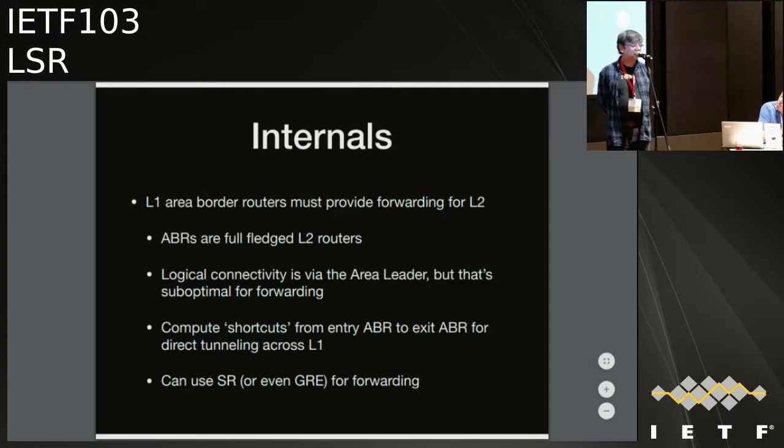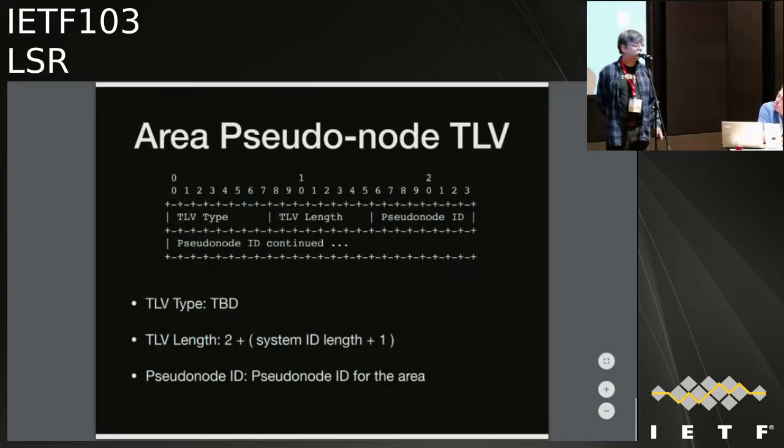Okay. We actually already talked about the forwarding problem. All of our area border routers are full-fledged L2. We've got connectivity, our flooding connectivity is to the area leader, but that's not where we want to forward. So we actually want to compute shortcuts from entry to exit. And SRR, GRE, I don't really care. Whatever folks feel like is useful for tunneling today.